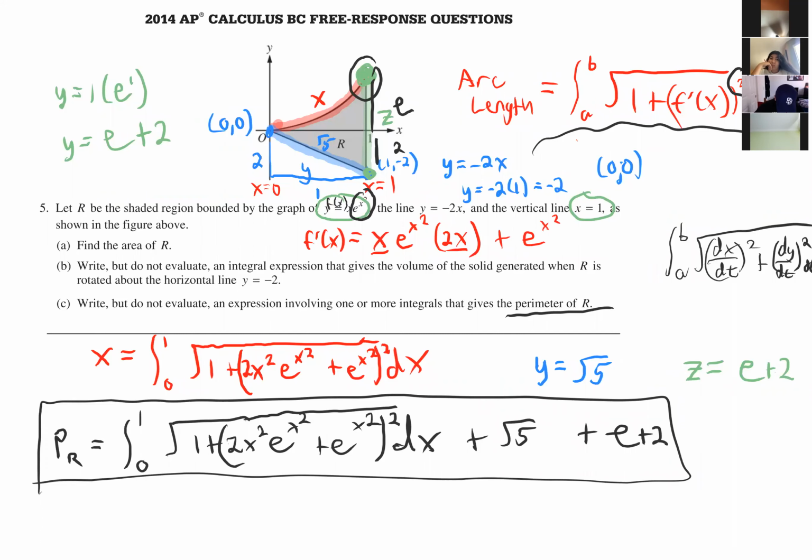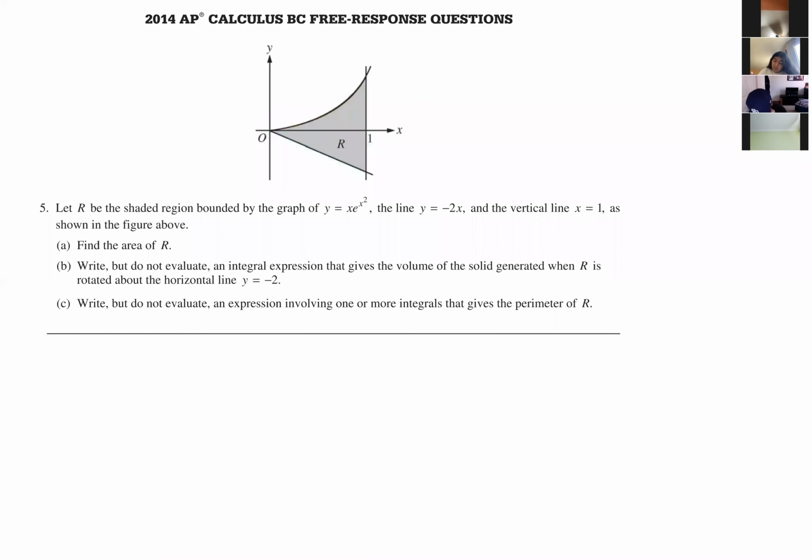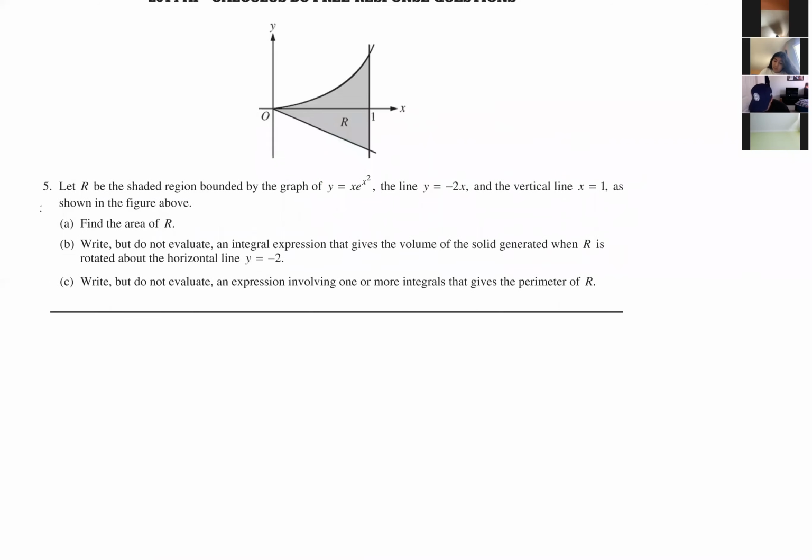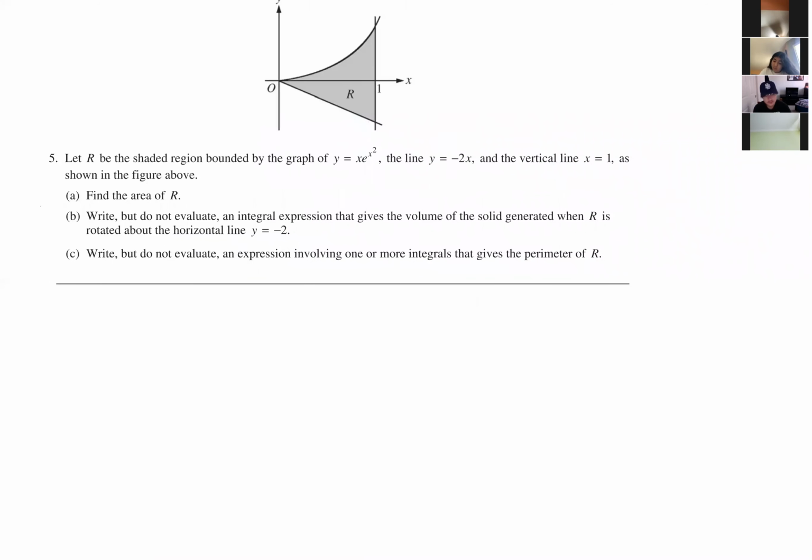Okay, anything else on number 5? 5, which one? B. Sorry, I wasn't able to hear you. Could you say that one more time? 5B. 5b, thank you. Okay, so let's look at 5b. So we're doing 5b now.